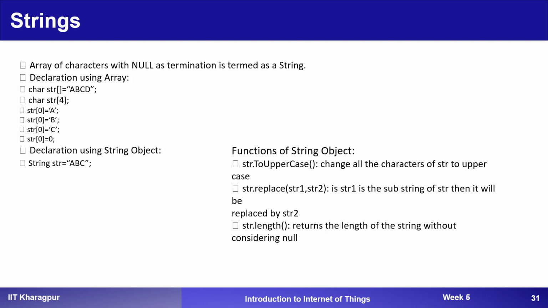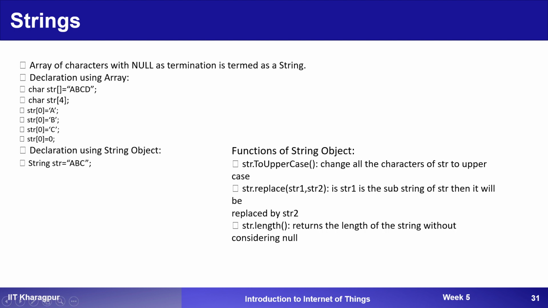Now the strings. An array of characters with null as a termination is termed a string. The declaration can be done with the help of an array only. First of all, you have to mention the data type, then the name of the string, that is str here. Either you can give the size here or you cannot give it, similar to the case of arrays, and you have to mention the string. Or you can do this one by one also.